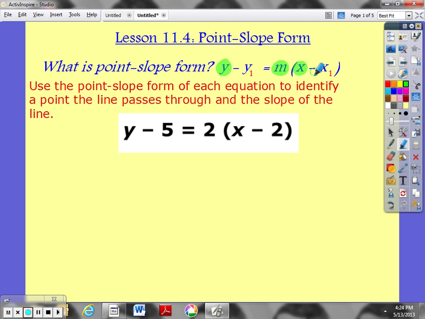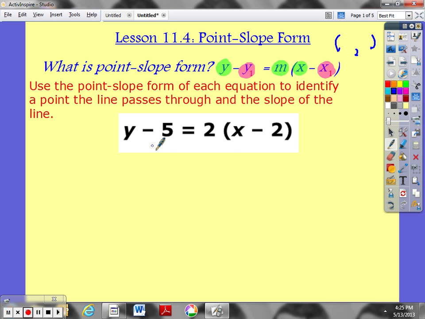But now we're doing point slope form, which is going to look familiar. The only thing new we're adding to this is this y sub 1 and x sub 1. And those are just the same, it's just an ordered pair that we're going to deal with. Nothing really, just a little kink in this, but something I definitely think you can handle. Well, we see here, use the point slope form of each equation to identify a point the line passes through and the slope of the line.